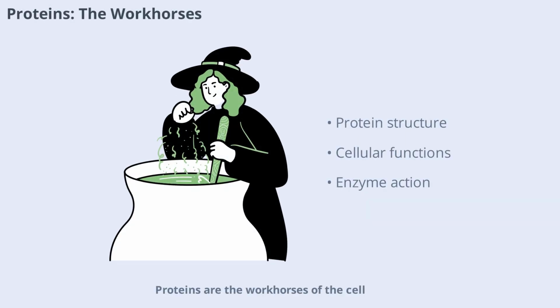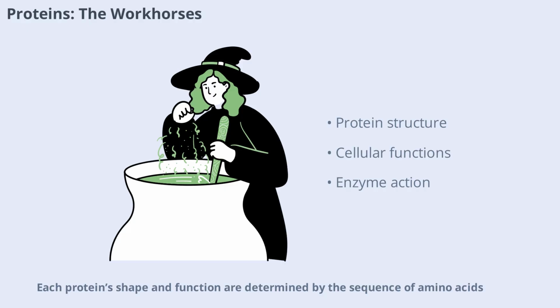Proteins are the workhorses of the cell, carrying out the instructions encoded in DNA and RNA. They perform countless functions, from building cellular structures to catalyzing chemical reactions. Each protein's shape and function are determined by the sequence of amino acids, which is specified by genetic information. By interpreting protein structures and functions, researchers can design new drugs, understand diseases, and engineer novel enzymes. Proteins are where biological information becomes action.